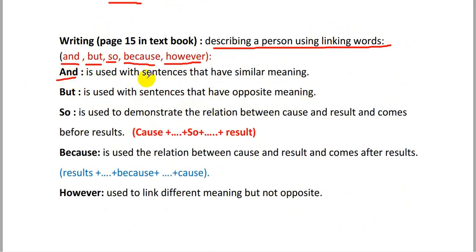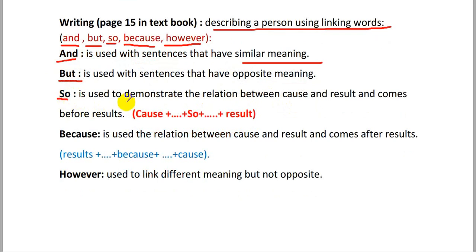And is used with sentences that have similar meaning. إذا عندنا جملتين تمتلكان نفس المعنى نستخدم لربط هاتين الجملتين and. But is used with sentences that have opposite meaning. إذا كانت عندنا جملتين، واحدة منهما تمتلك معنى مغاير للجملة الثانية، فعلينا أن نستخدم but.